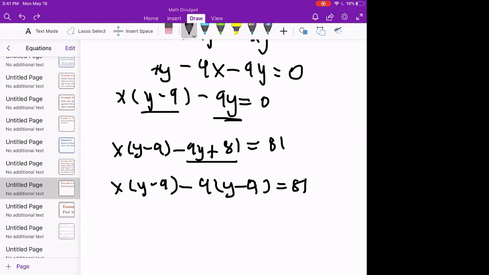So therefore, we can factor out the y minus 9 from these two terms once again to get y minus 9 times x minus 9 is equal to 81. So as you can see, both of these terms had a y minus 9. So we just took the y minus 9 out. It's like factoring out one individual variable, but instead of one individual variable, we factor out an entire, I guess, expression. So hopefully that wasn't too confusing.